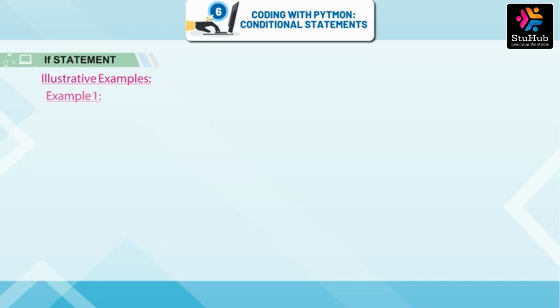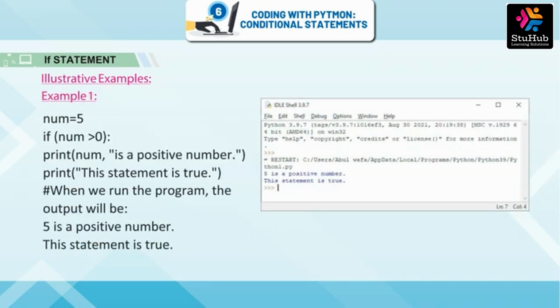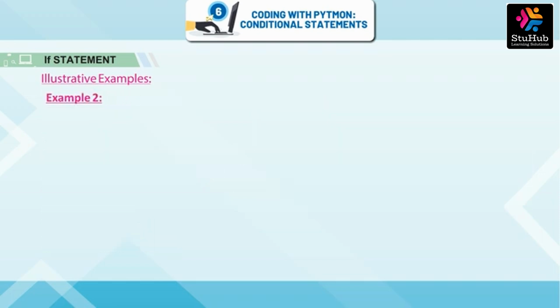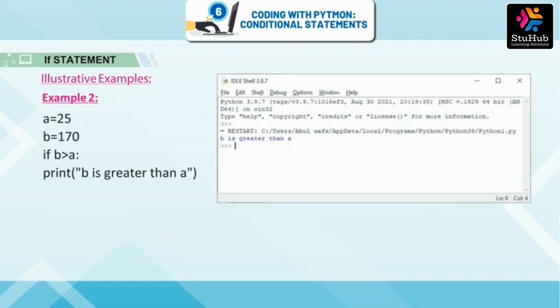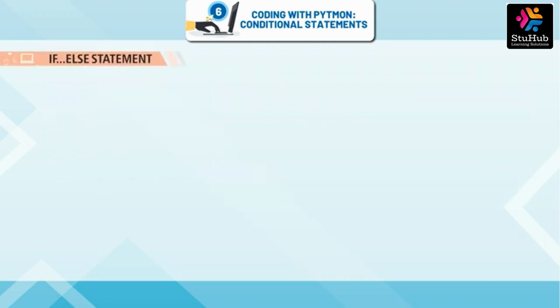Illustrative examples. Example 1: num = 5. If num > 0: print("num is a positive number"), print("This statement is true"). When we run the program, the output will be: 5 is a positive number. This statement is true. Example 2: a = 25, b = 170. If b > a: print("b is greater than a").